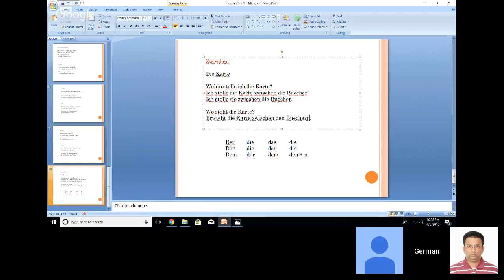That's why. And there is also one more mistake over here. What is "er" doing? Is he making the Karte stand in between the Bücher? No. Okay. Die Karte steht zwischen den Büchern. Yes, very good, because the Karte is lying by itself in between the Bücher, right? That's why. Okay.